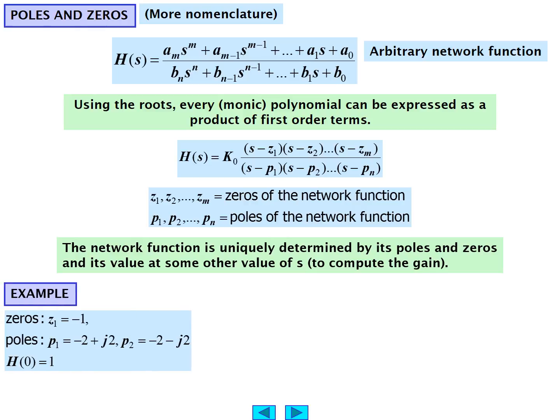What if z1 is minus 1, and the pole p1 is minus 2 plus j2, and the pole p2 is minus 2 minus j2, and we'll say that H of 0 equals 1. That is, letting s equal 0, we end up with a value of 1. We can then write what would actually happen. H of s equals k0 times s plus 1. Remember, the zero is s minus z1, and z1 is minus 1. That's why we get s plus 1. And then likewise, the two poles in the denominator are quantity s plus 2 minus j2 times quantity s plus 2 plus j2. That's because we reverse the sign: s minus p1 and s minus p2.